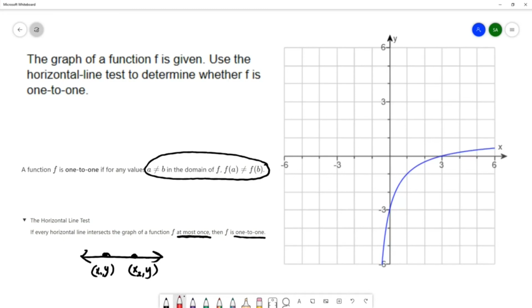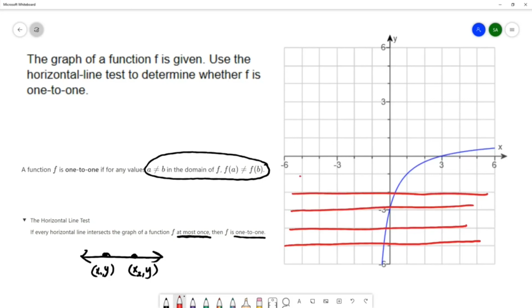So we're going to draw horizontal lines on this graph. And as we draw horizontal lines, we're going to pay attention to how many times the graph crosses the horizontal line. We can see that every one of the horizontal lines is only crossing in one place. And I know it's a little bit hard to tell at the end here, but this end of the graph is consistently moving to the right and up, and so it will never repeat those y values.